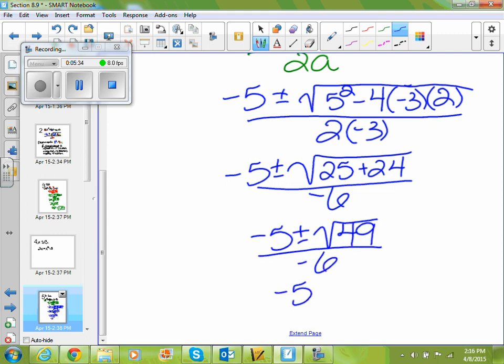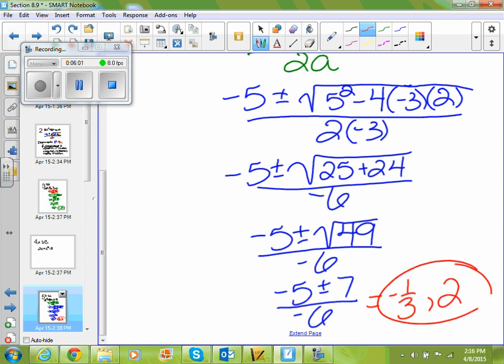So, negative 5 minus 7. Okay, so it becomes negative 5 plus or minus 7 divided by negative 6. What's negative 5 plus 7? 2. What's 2 divided by negative 6? Negative 1/3. Negative 5 minus 7 is negative 12. Negative 12 divided by negative 6 is 2.